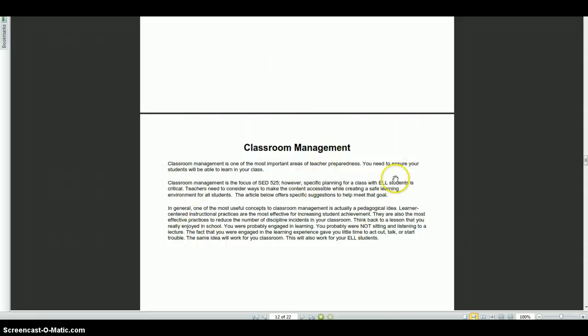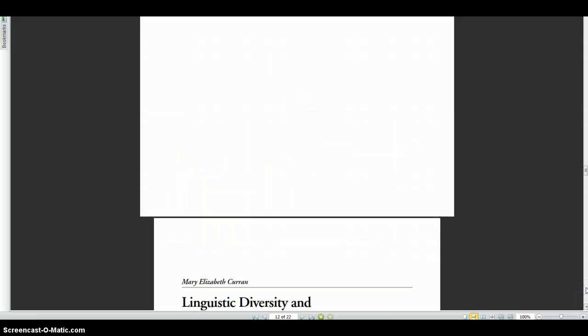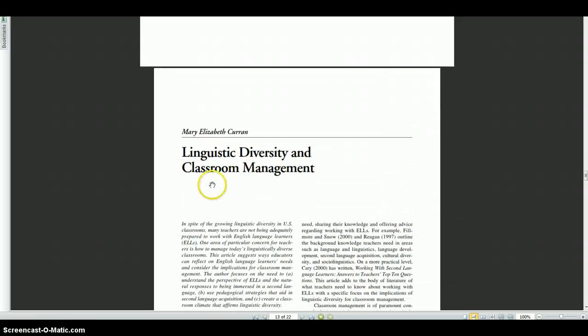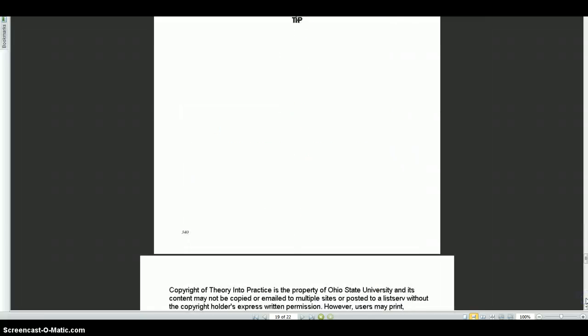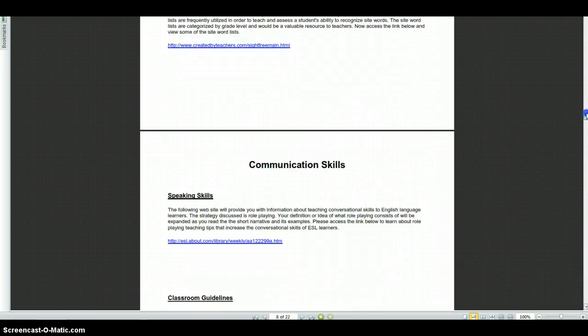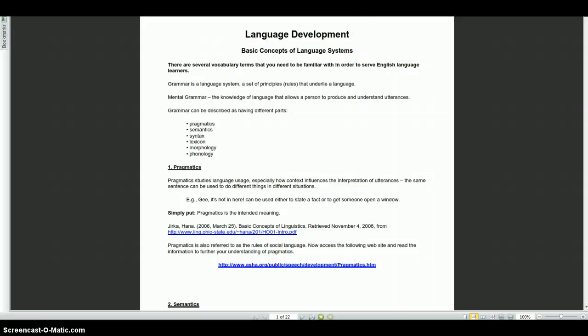This reading also has a section on classroom management. That's an important issue focused specifically on language learners and classroom management, dealing with language learners. So be sure to take a look at this material. And that's pretty much it for the reading and for the quizzes.